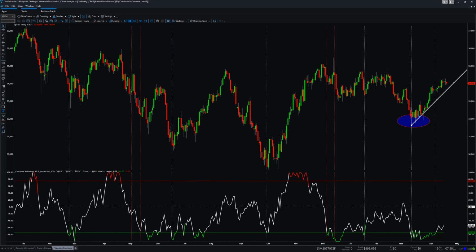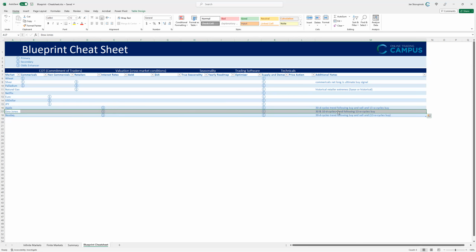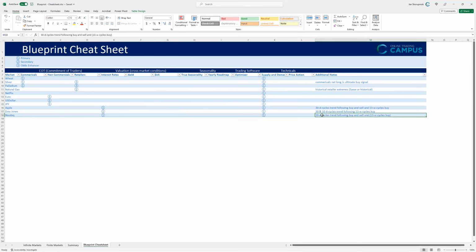So for the Dow, I would argue, in reality, what we want to do is look at the 30 and the 10-day cycles in trend following. And we want to have both on the radar, right? We want to look at both. We don't just want to look at one. As we understood on Apple, it's fine to just look at the 30. As we look at Dow Jones, we want to look at 30, we want to look at 10, and we want to look at the 13 weeks. And then on NASDAQ, the 30 is also better than the 10.